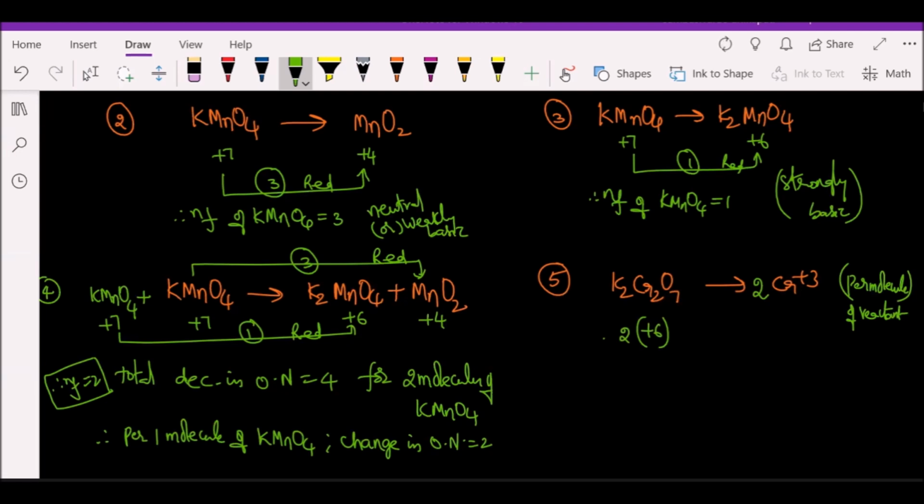So 2 chromiums, 2 times 6, plus 12 it is. And on the right side we have 2 chromium ions, each one is +3. So 2 chromiums again, +6. So +12 to +6, a decrease by how much here? 6. So the n factor of K2Cr2O7 is 6. So the correct answer is 2 and 6. One person had said this answer in the second attempt.